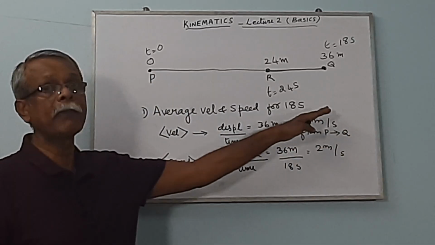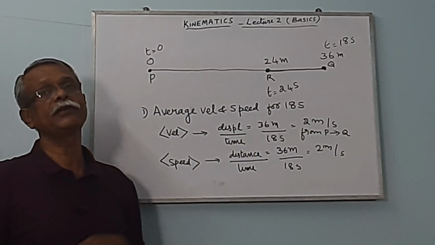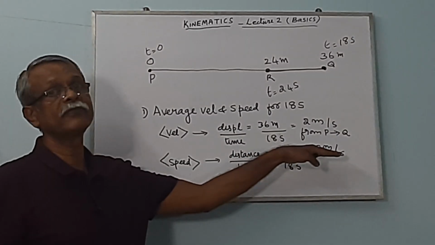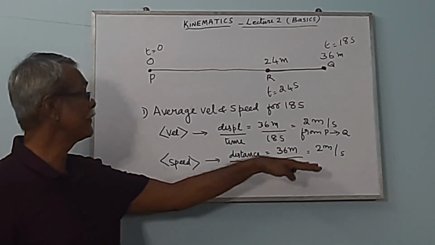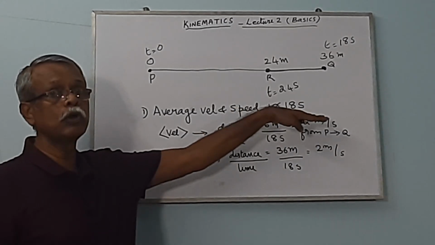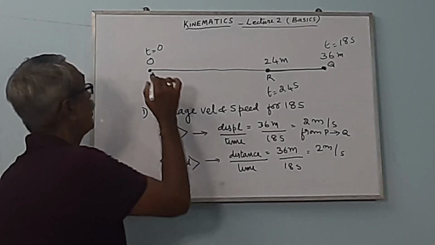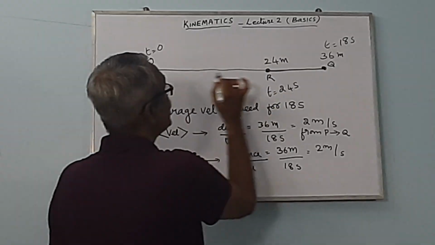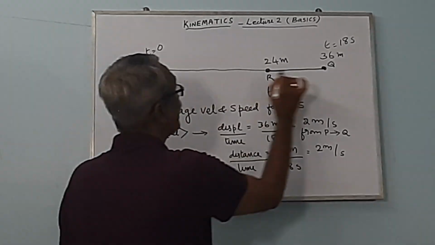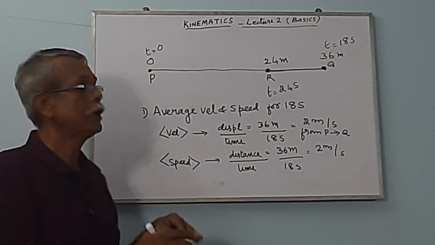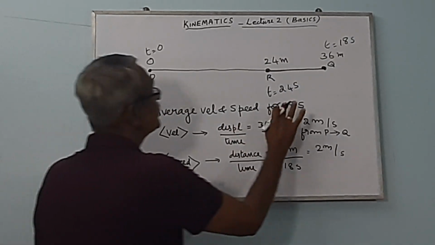This vector has a magnitude of 2 meter per second. This value is 2 meter per second. So in this case, the magnitude of velocity and speed are the same, because from P to Q you are not changing the direction. It is a unidirectional motion. The particle moves unidirectionally.